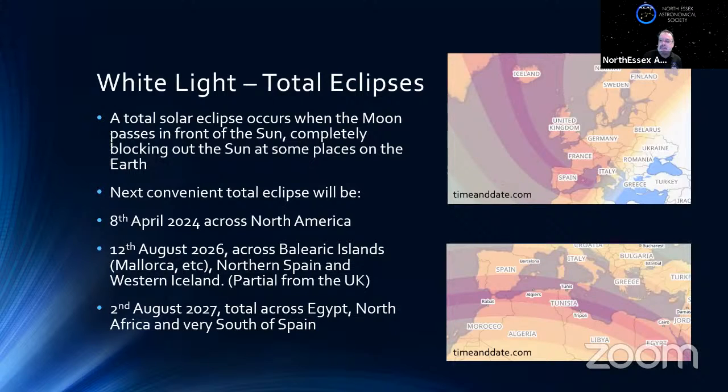Now, the next total eclipse in the UK won't be until the 3rd of September 2081, and only in the Channel Islands, and on the mainland you'll have to wait until 23rd September 2090. And again, it will be the South Coast, Devon and Cornwall.